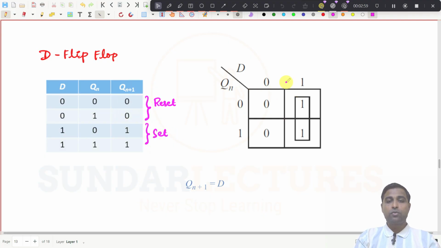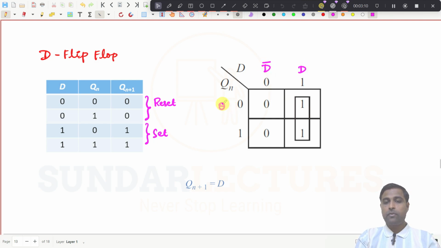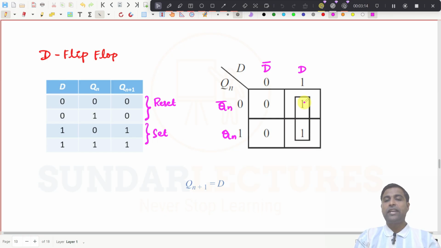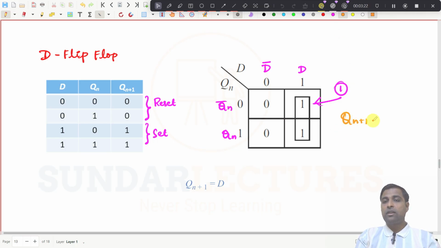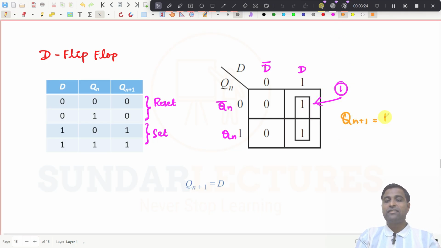So if you put the truth table into the Karnaugh map, we will get D bar, D, QN bar, QN. So this is the idea. We got this to be 1, so this is the pair now. For this pair, the output equation Qn plus 1 is equal to, straight away, D.